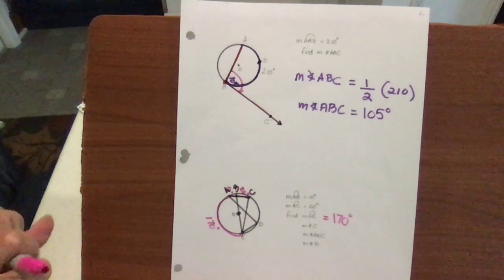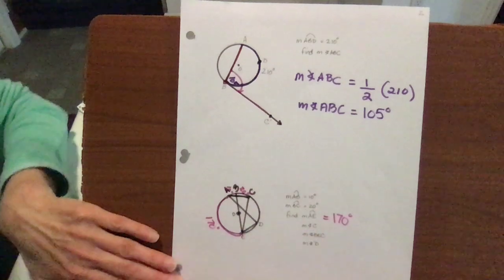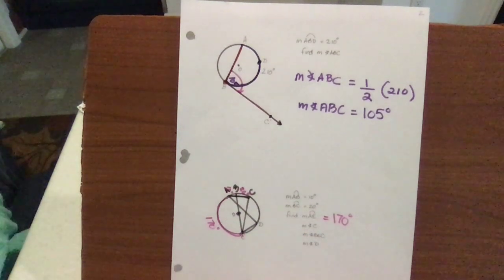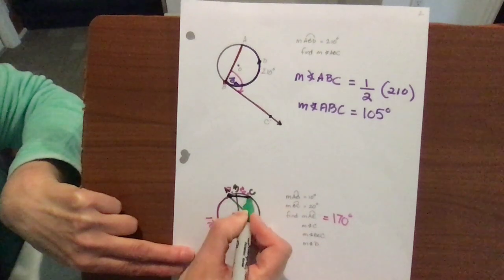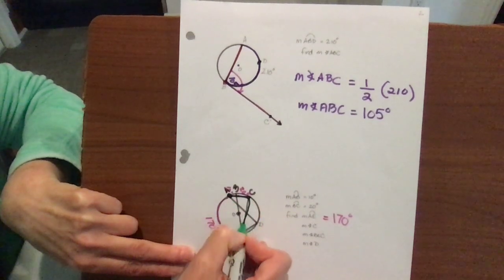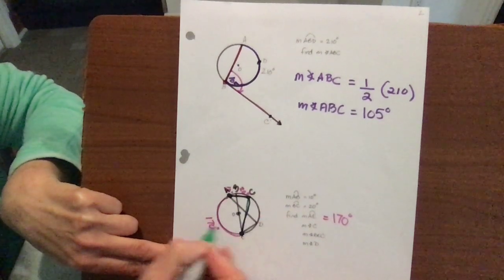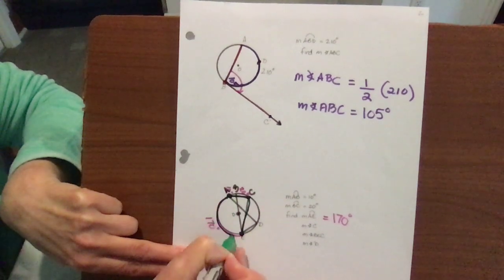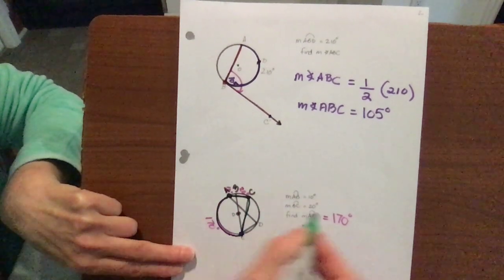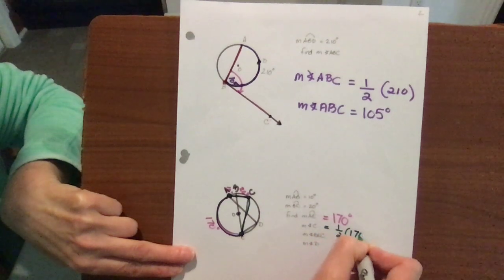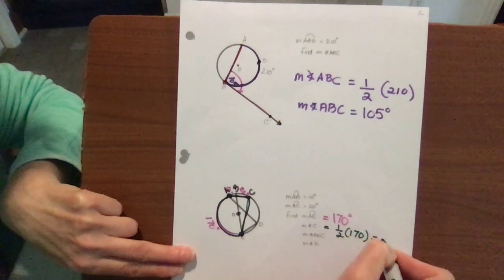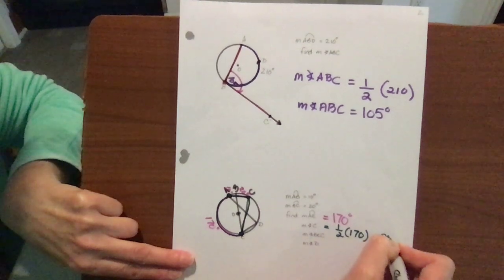I think the next I would find would be the measure of angle C, because the measure of angle C, okay, is ACE, and we want angle C. The intercepted arc is that 170 that you just found. So this is going to be half of 170, because that's an inscribed angle, which is going to give us 85 degrees.